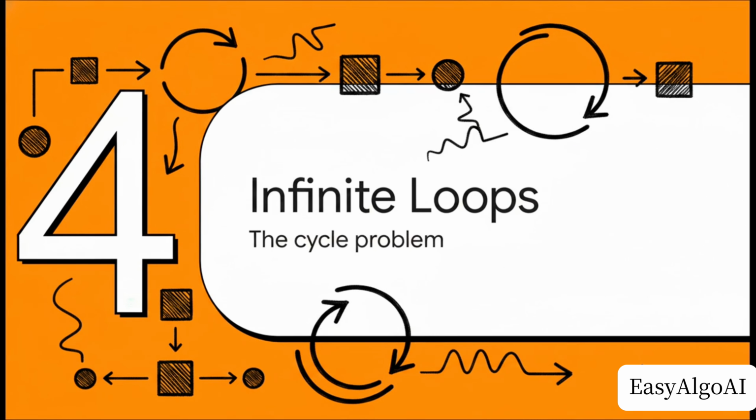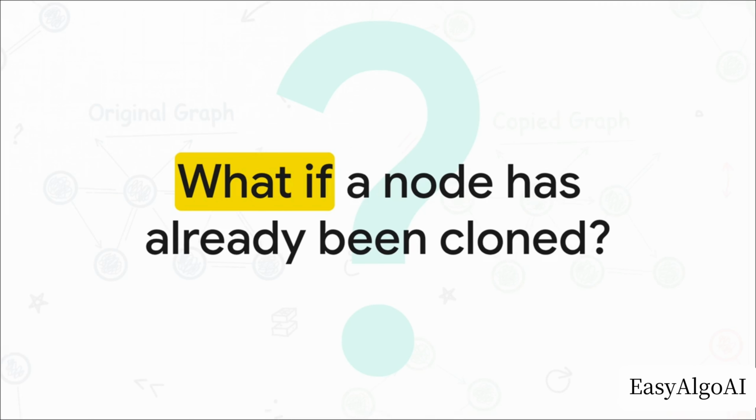Moving to part 4, avoiding infinite loops and the dreaded cycle problem. You see, graphs are tricky because they loop back on themselves, forming cycles. And in recursion, a cycle is incredibly dangerous. So let me ask you, what happens if a node has already been cloned? Seriously, think about the implications here.